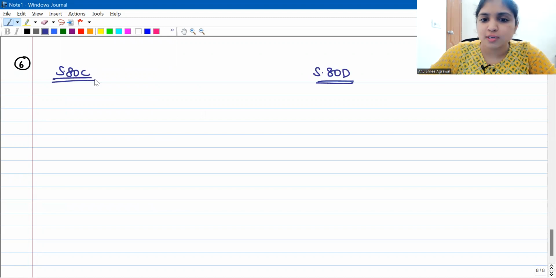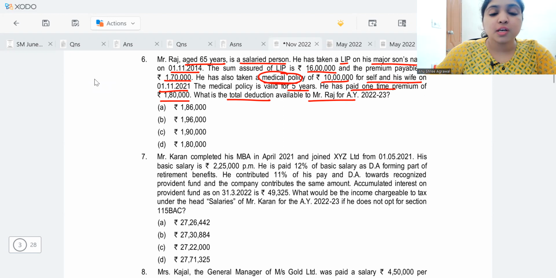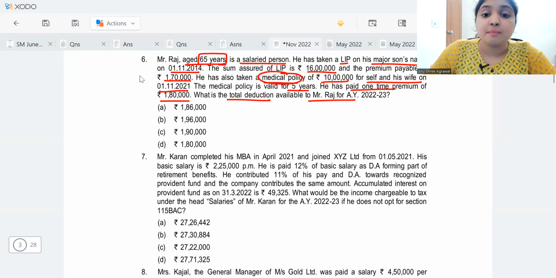We're talking about two policies here, a medical policy and a life insurance policy. Now, first of all, my assessee is 65 years old. Just because he is 65 years old, do not conclude he's a senior citizen unless you assume, or the question says, he's a resident. The question says Mr. Raj aged 65 years. Yes, he is an individual. Yes, he is at least 60 years. But if you assume he is a resident, only then you can conclude that he is a senior citizen.